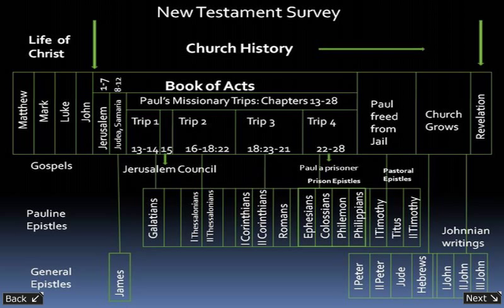Then we have the general epistles, those not written by Paul. We have James, 1st and 2nd Peter, Jude, Hebrews, 1st, 2nd, and 3rd John. And then finally, the last book of the Bible, the book of Revelation, telling us a prophecy of the end times.